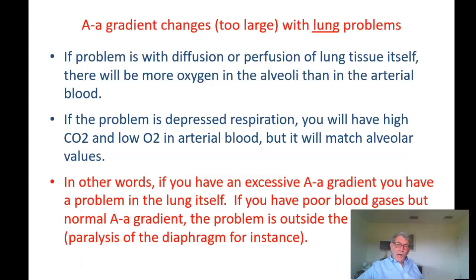So, with lung problems, the AA gradient becomes too large. You can get the air into the lungs, but you don't have enough healthy tissue to move it across into the blood. So again, you could have 100 in your lungs, but only have 70 in your blood if you can't get that oxygen across the membrane like you're supposed to.